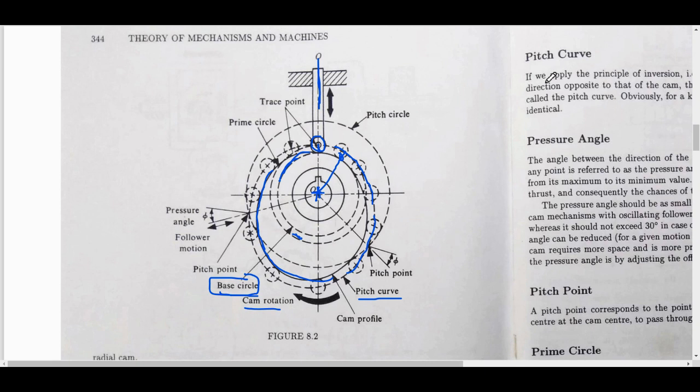You can look at them in the book. There is the trace point. The trace point is the point on the follower which we keep track of to see how the follower is moving, and the pitch curve is determined by the locus of the trace point relative to the cam. Over here is something we will be interested in, which is the pressure angle. The pressure angle is the angle between the radial line.